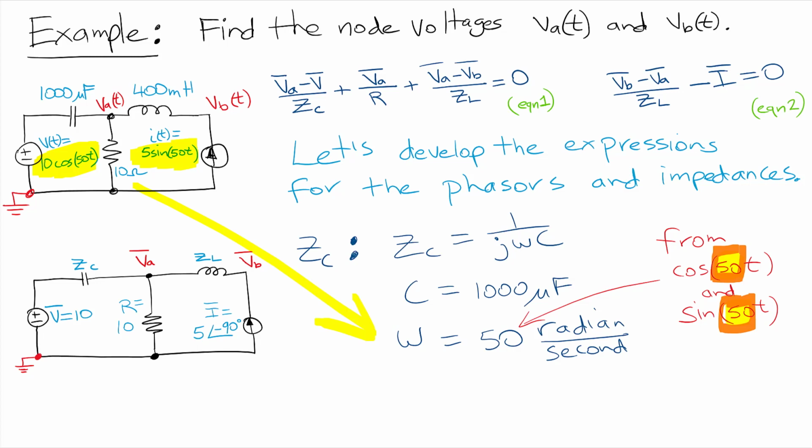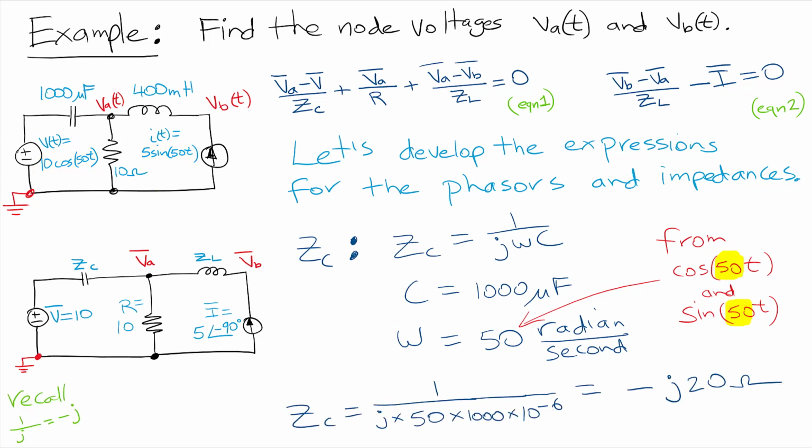50 radians per second is the frequency. Whenever you see problems in our course, you'll always have the same frequency. So you're not going to have cos 20t and sine 50t or anything like that. It's always going to be the same, and it's going to greatly simplify our phasor analysis. It's very difficult to do phasor analysis if you have different frequencies. So let's keep going and plug those values into our equation.